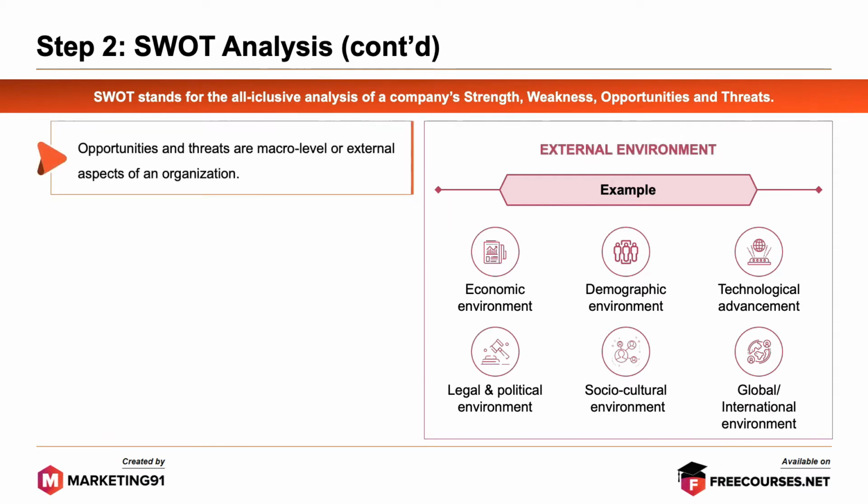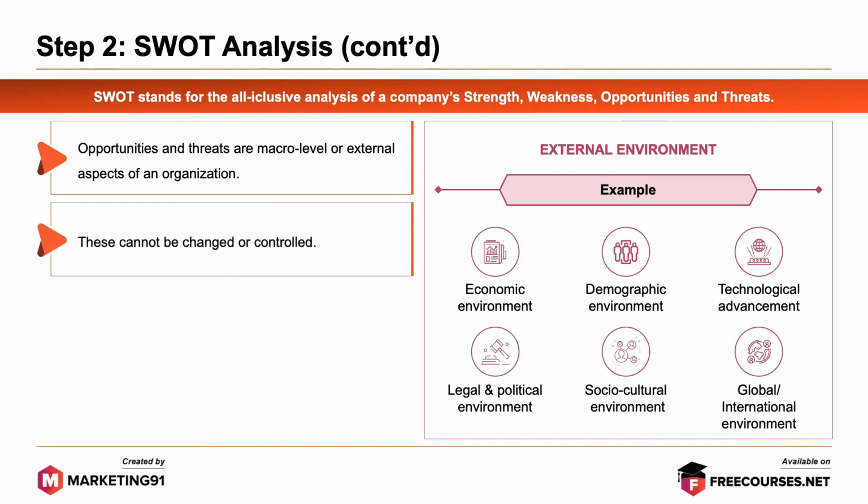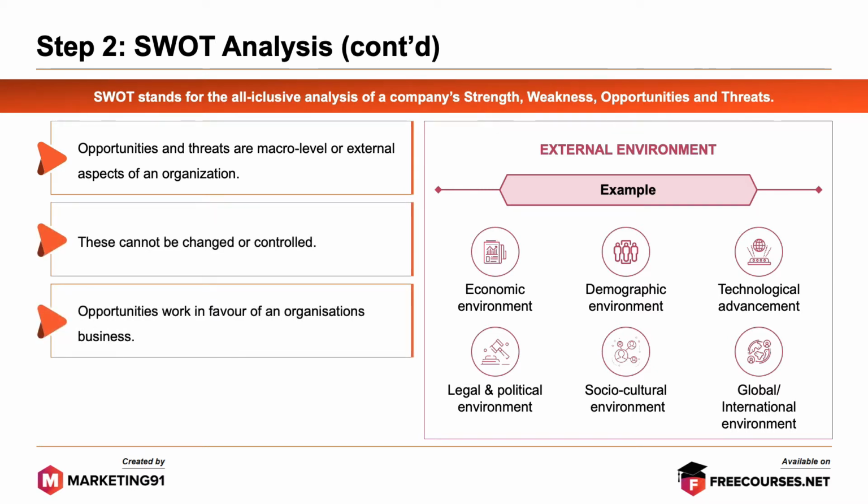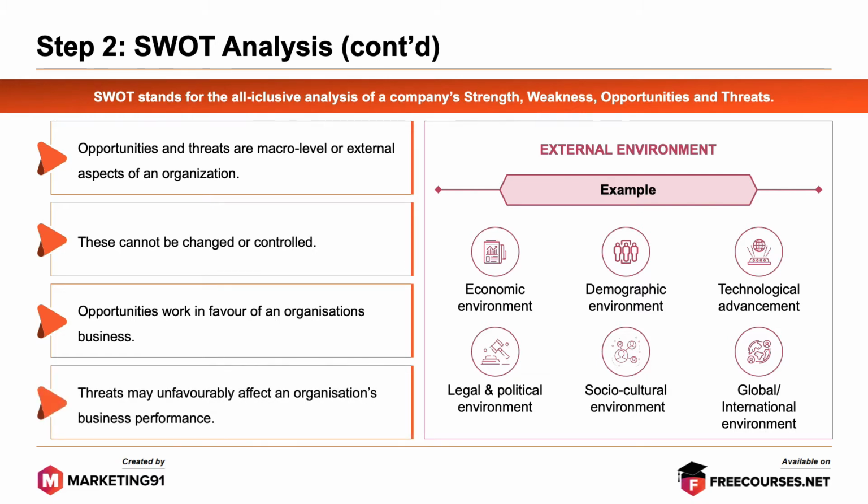Next, external environment. Opportunities and threats are macro-level or external aspects of an organization. These cannot be changed or controlled. Opportunities work in favor of the organization's business. Threats may unfavorably affect an organization's business performance.